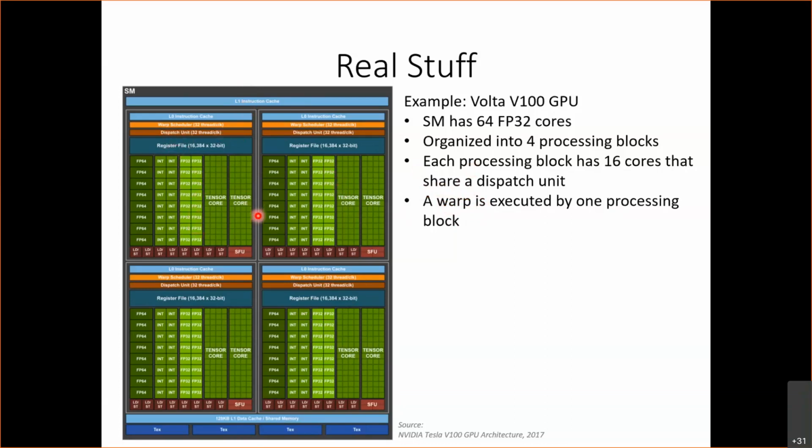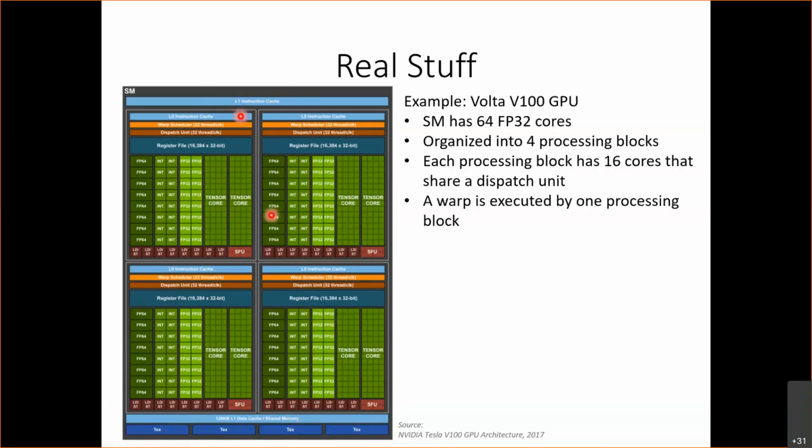Okay, and that's why you have the L0 instruction cache for each core, right? Yes, exactly. As you observe, there's an L0 instruction cache. So each of these processing blocks has its own instruction cache. They all share an L1 instruction cache. They also all share a data cache and shared memory, which we'll look at later on. They also share texture memory, which we'll also look at later on.